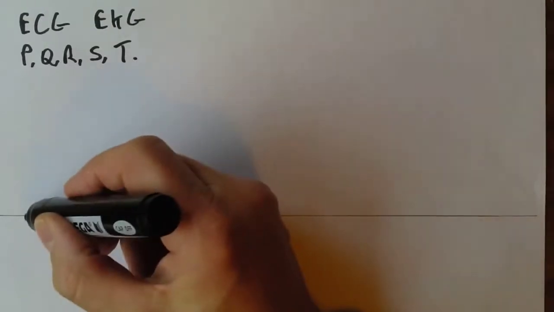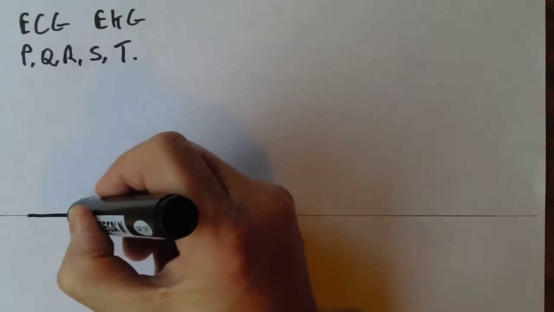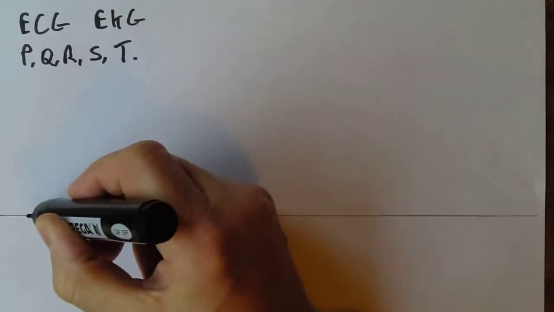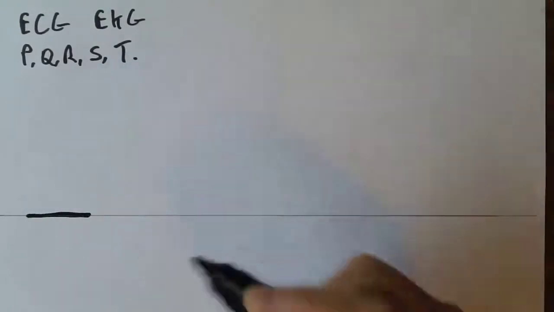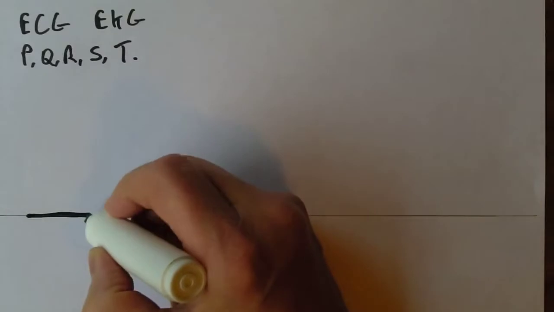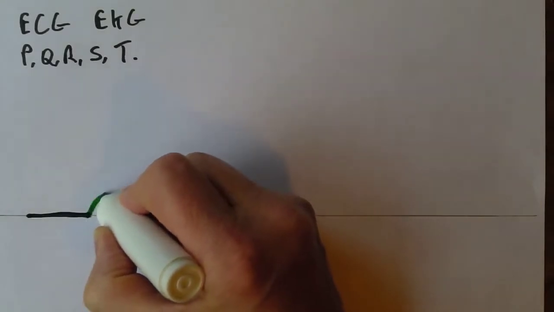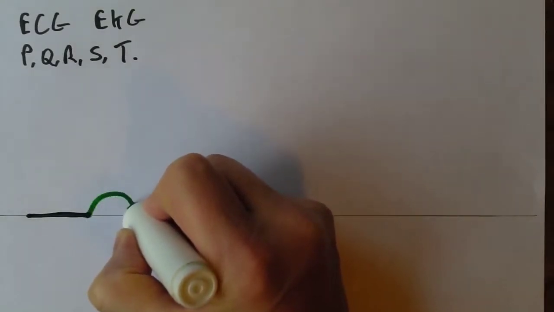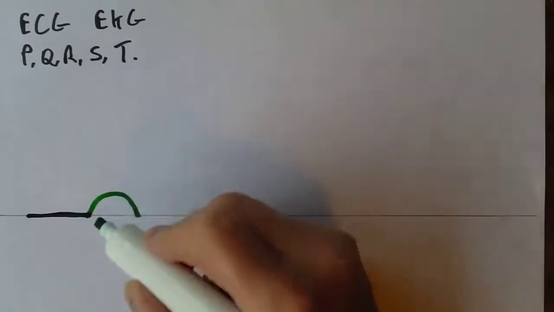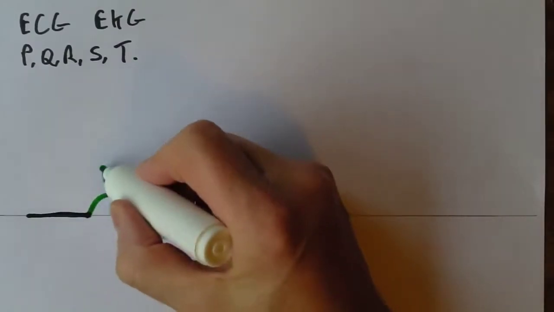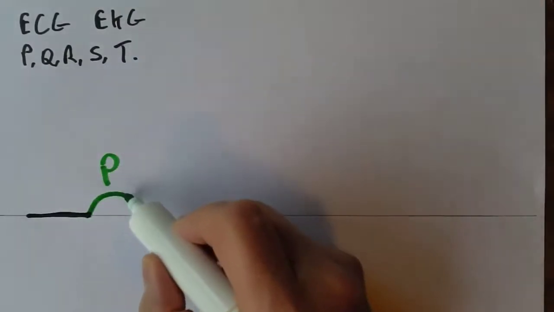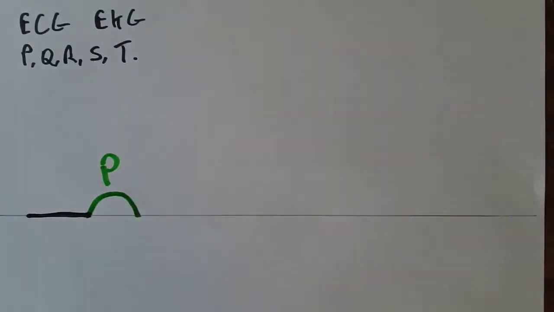So we start off on the isoelectric line. Now ISO means the same. So here we don't have any significant electrical activity. But then we get electrical activity in the form of the P wave. Now the P wave goes up and it goes down. So all of that in green is the P wave. The bit that goes up and the bit that goes down. And as we see, it goes back down to the isoelectric line, just here.